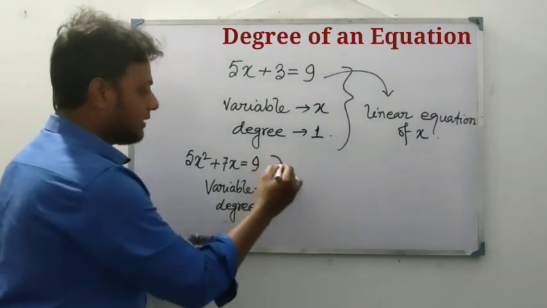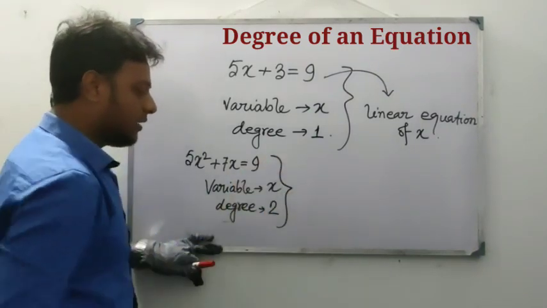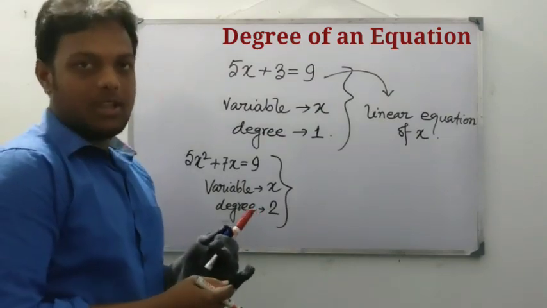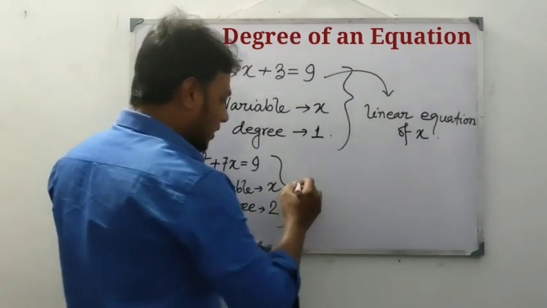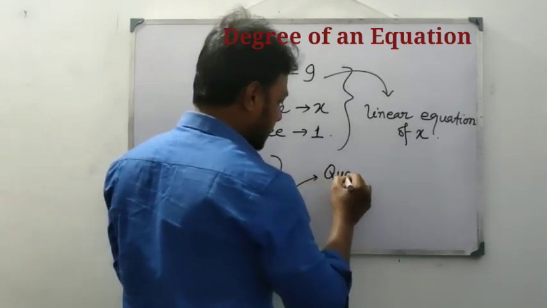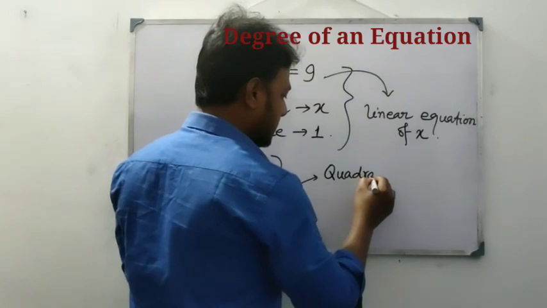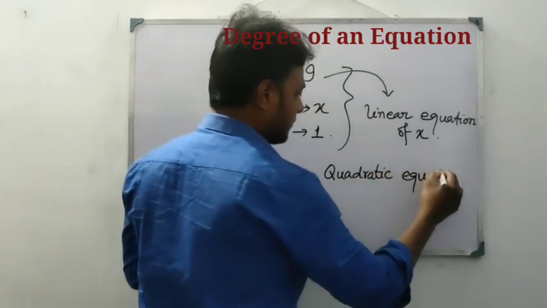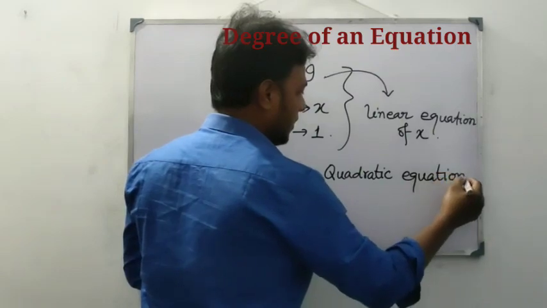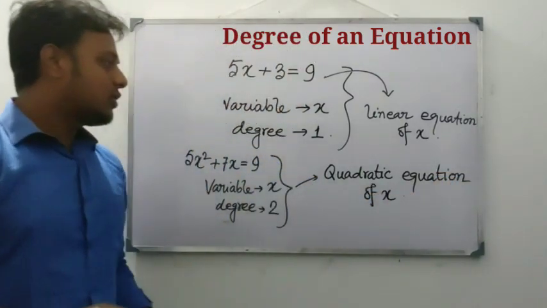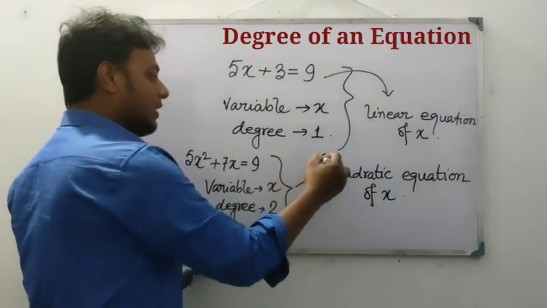On the basis of degree, if the degree of an equation is 2, then we name the equation a quadratic equation. Quadratic equation of x.